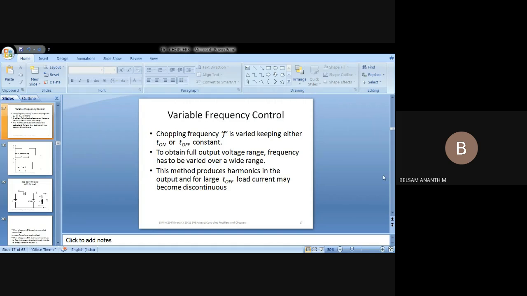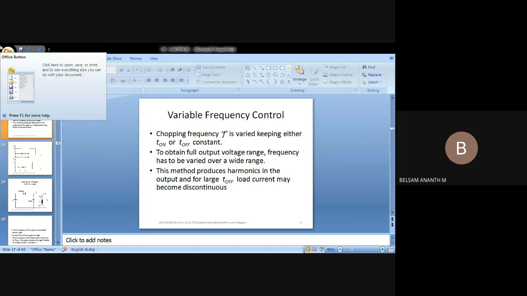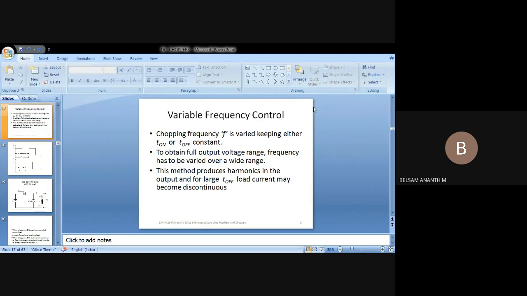Now, the next one might be taking it as a variable frequency control. Here, chopping frequency is varied by keeping either T on or T off constant. Then, to obtain the full output voltage range, frequency has to be varied over a wide range. This method may produce harmonics in the output for a large amount of T off.